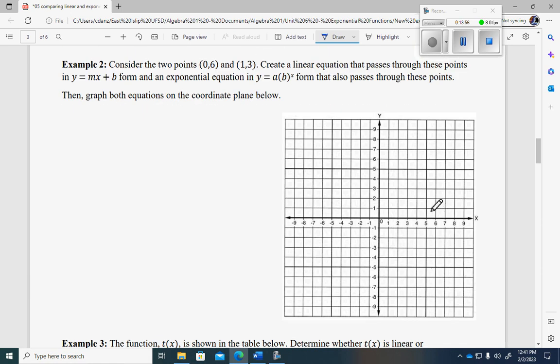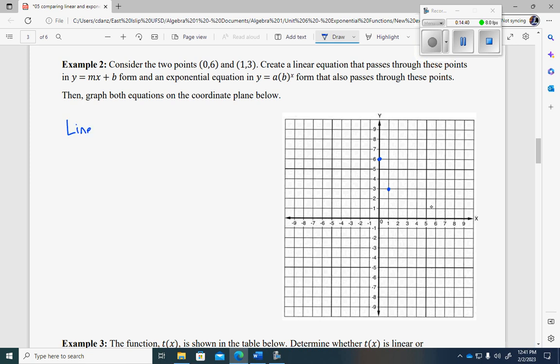All right, so consider the 2 points (0, 6) and (1, 3). Create a linear equation that passes through these points in y equals mx plus b form, and an exponential equation in y equals a times b to the x form that also passes through these points. Because this brings us back to the do now, that if you only have 2 points, I could draw a straight line or I could draw a curve. So (0, 6) is right here. (1, 3) is right here. So I could draw a straight line going downward or a curve going downward. Before I draw it, I want the equation so I could plot some more points and be more specific.